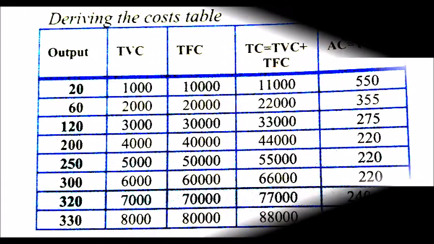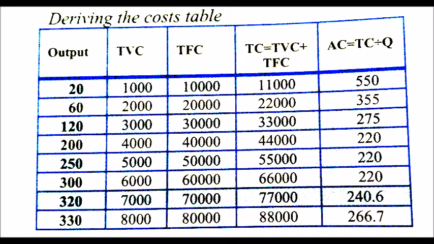You see, output ranges from 20 to 330: 20, 60, 120, 200, 250, 300, 320, and 330. And we have our TVC to be 1,000, 2,000, 3,000, 4,000, 5,000, 6,000, 7,000, 8,000. Our TFC, total fixed cost, to be 1,000, 2,000, 3,000, 4,000, 5,000, 6,000, 7,000, 8,000. Then we have our total cost. That is what we just did.